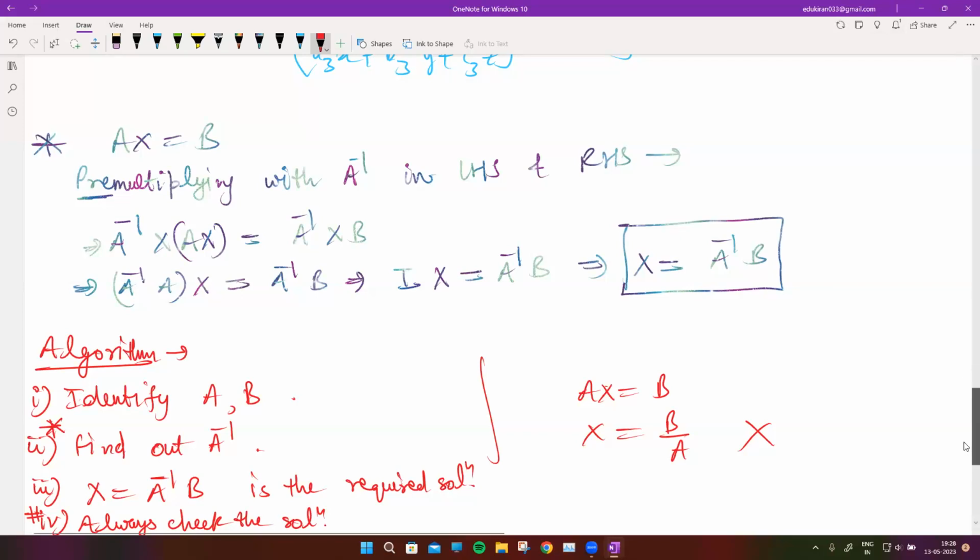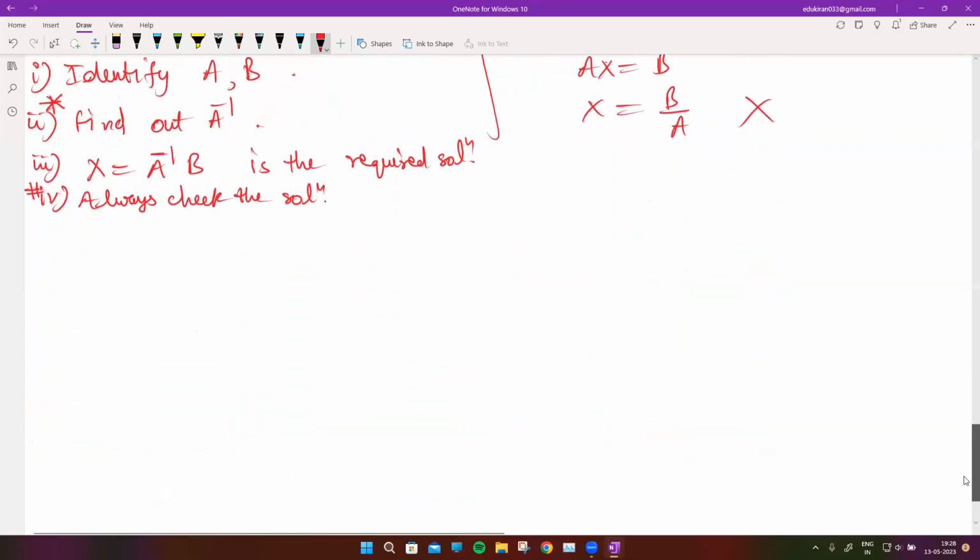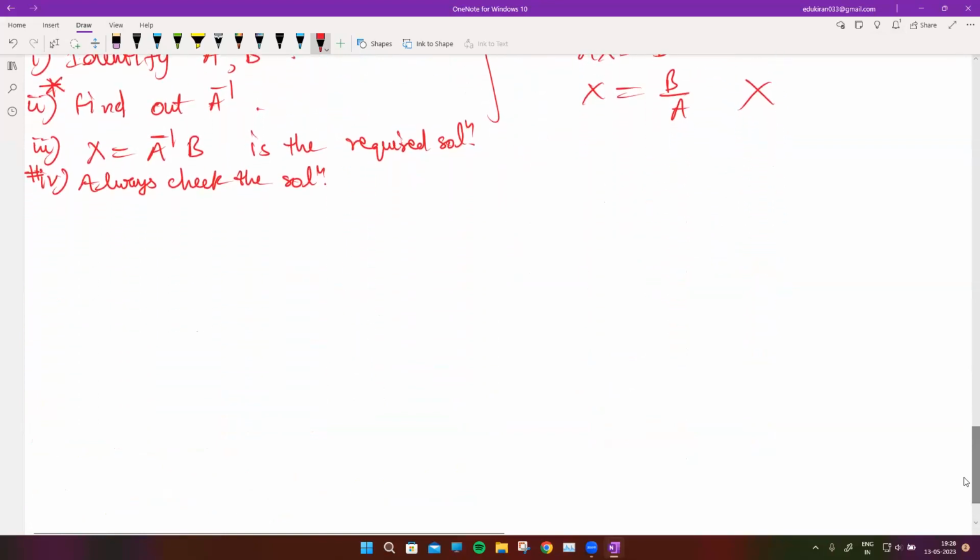Let's solve a system of linear equation first. You can also solve a pair of linear equation through this method, by the way.